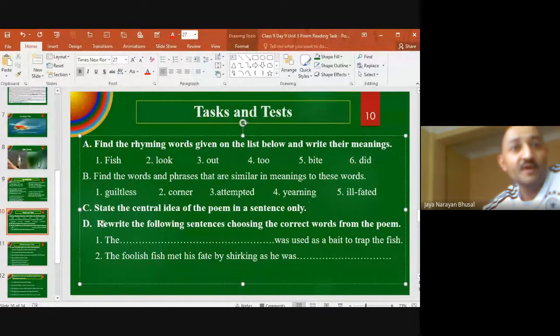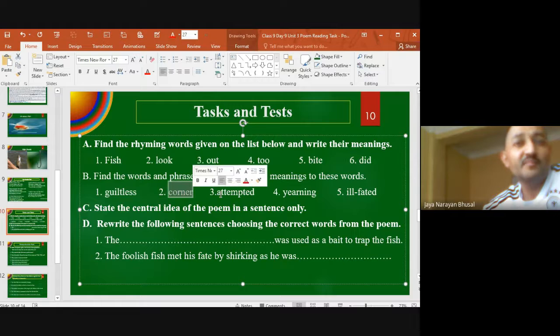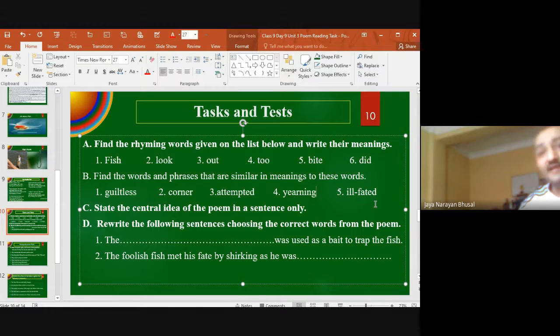Now rewrite the following sentences using the correct words from the poem. You can do this later, but you should know the meanings: guiltless, corner, attempted, yearning, ill-fated. Later I'll be asking these questions in the unit test. So guiltless means innocent. Yearning is longing. Ill-fated is hapless.